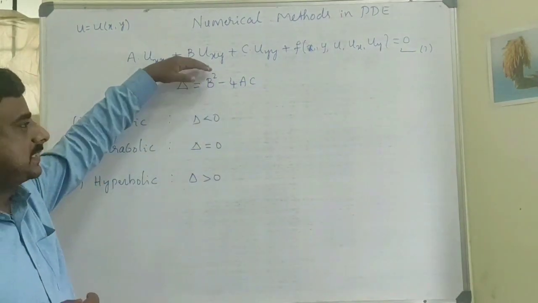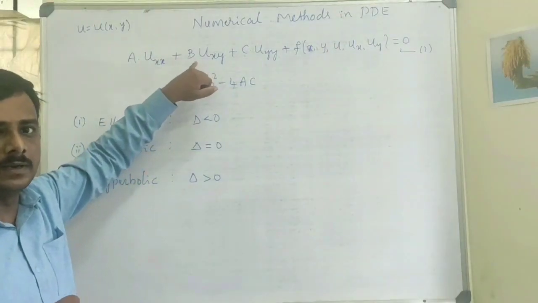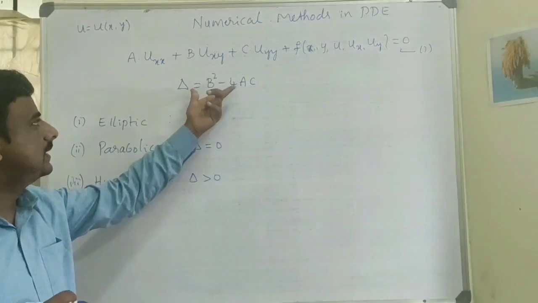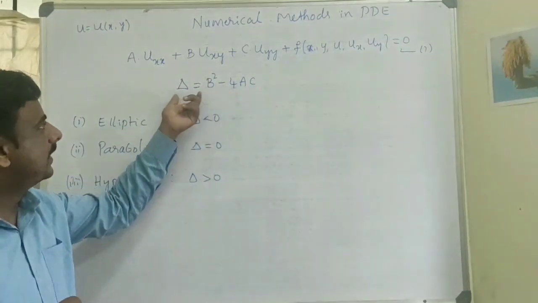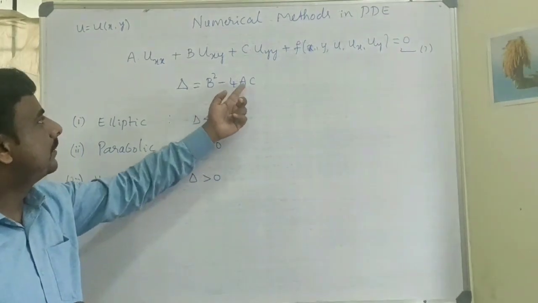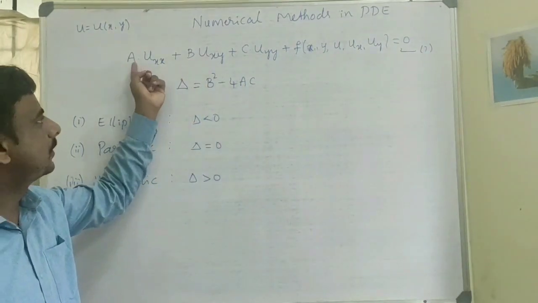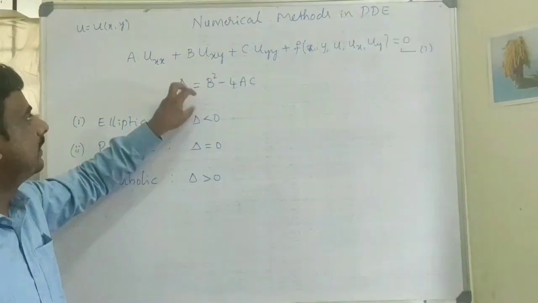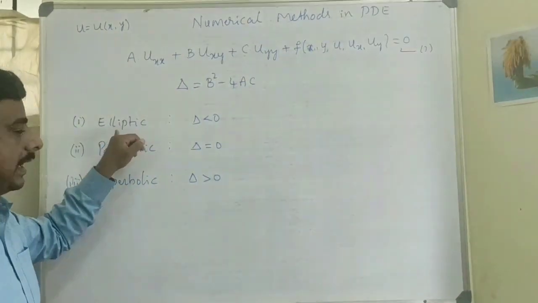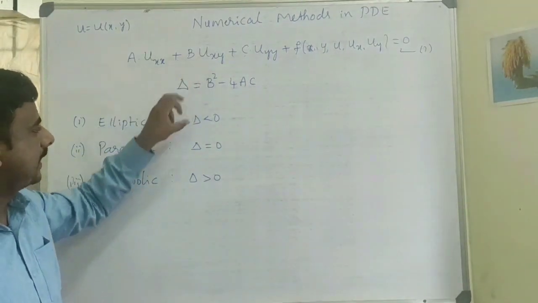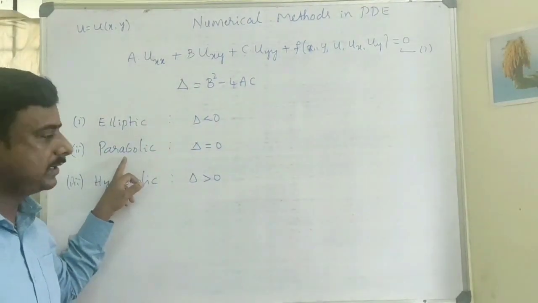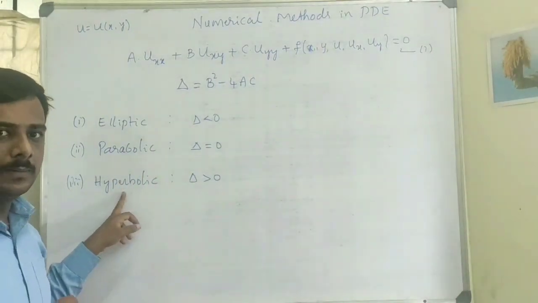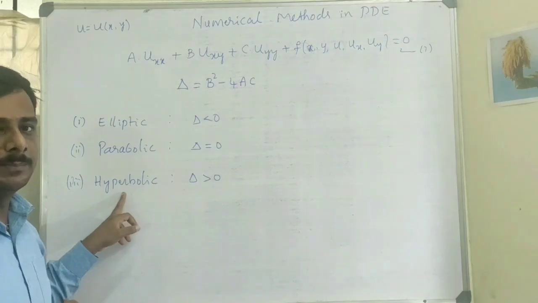Now we classify second order linear partial differential equations into three types depending on the discriminant. The discriminant delta is given by b square minus 4ac. If the discriminant is negative, we call the equation elliptic. If it equals 0, we call it parabolic. And if the discriminant is positive, we call the given partial differential equation hyperbolic.